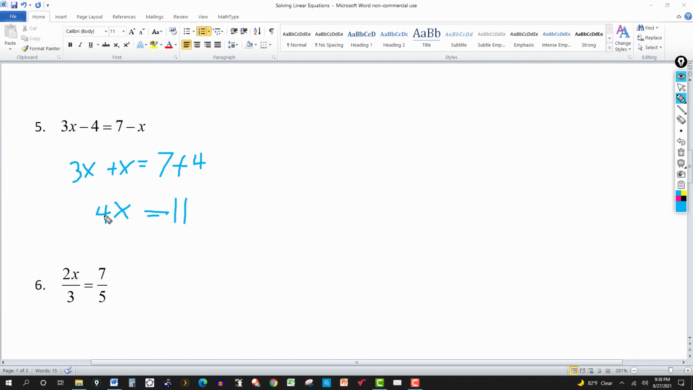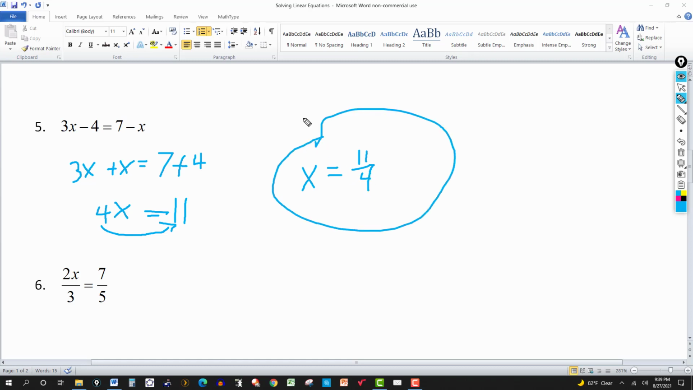Okay, again, anytime you have x times a number equal a number, just divide this into the number over here, or write it as a fraction if it doesn't go evenly. So x will equal to 11 over 4, which is what we got earlier.